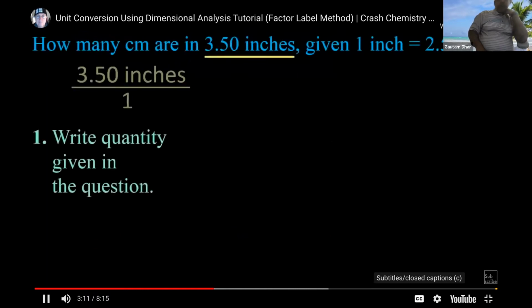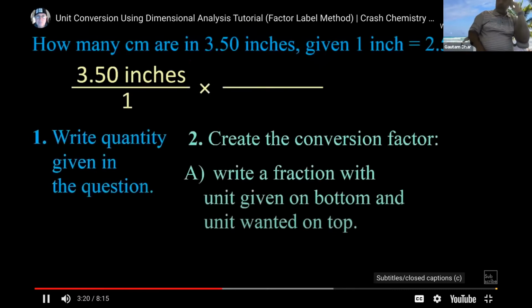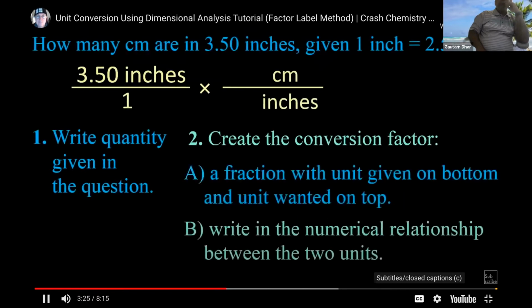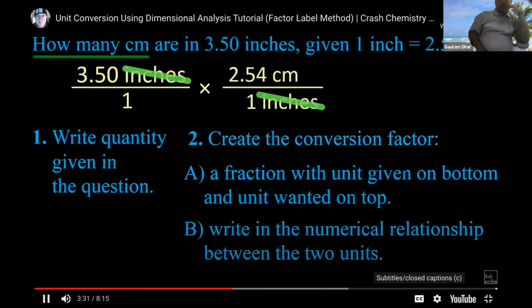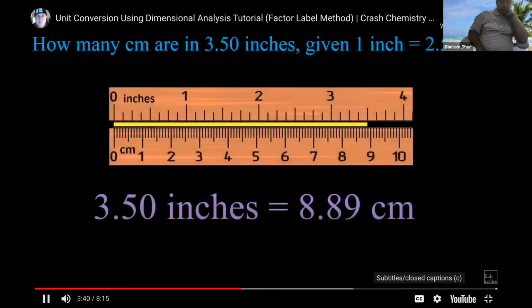Write the quantity given in the problem, and here we write it as a fraction to keep track of what's on top and bottom. Draw a line for the conversion factor, put on bottom the unit given, wanted unit on top, and then write in the numerical relationship between the two units. After canceling, you should be left with the unit wanted, and here we are left with centimeters, the unit wanted. Plug into your calculator, and we see the answer is the same as what our ruler tells us.